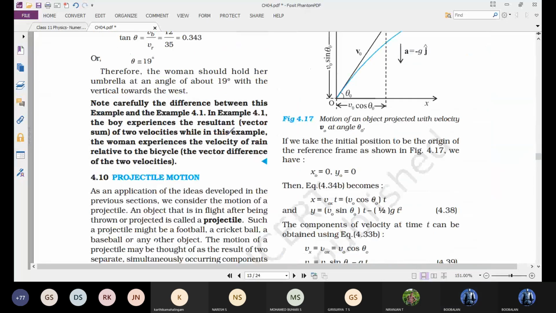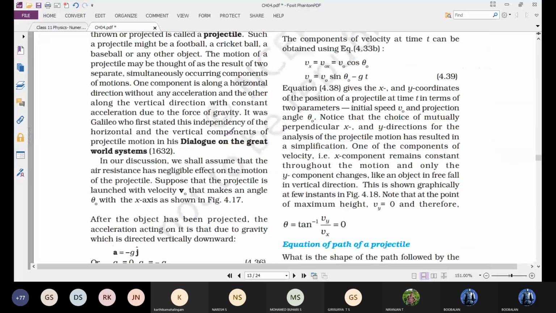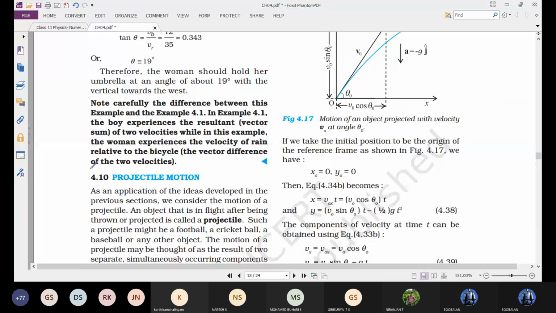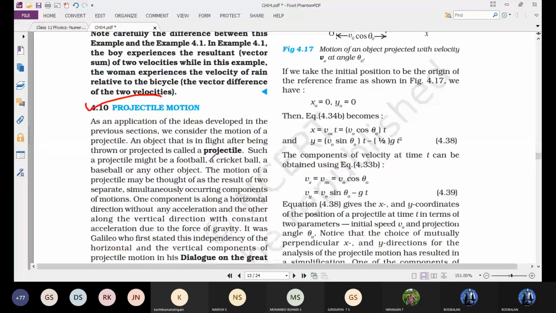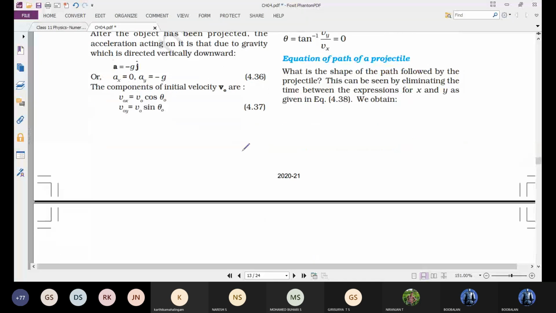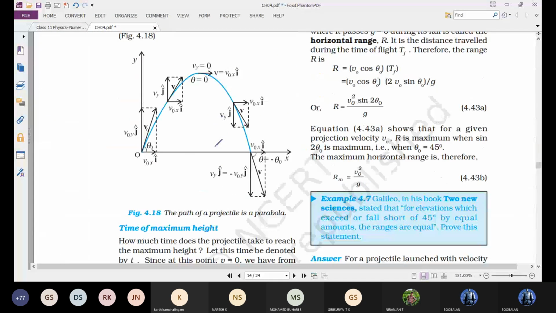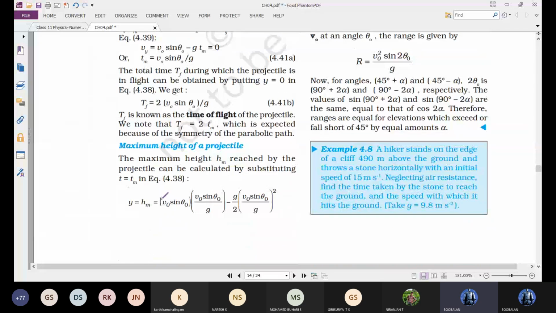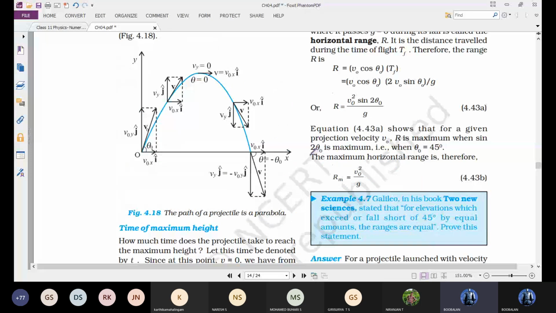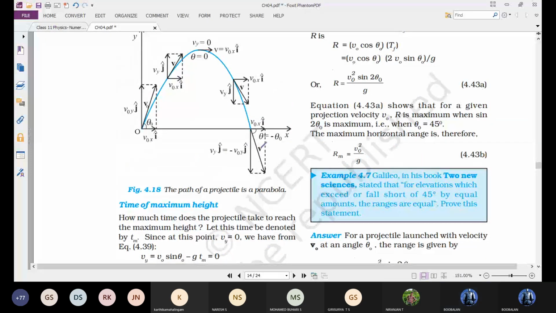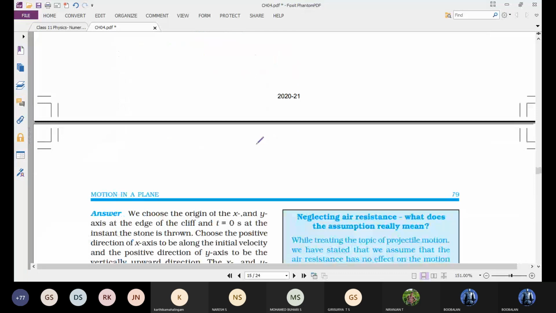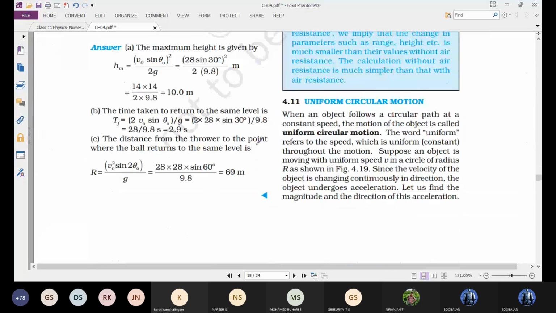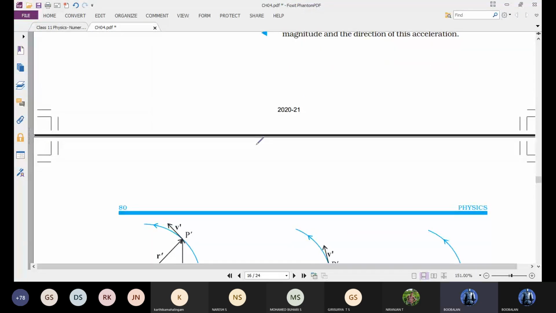Projectile motion. Your book derivation is different and somewhat difficult, so we are going for an easy method. You can follow what we completed before. Okay, so now you get an idea about where we are going and how much of the syllabus is completed.